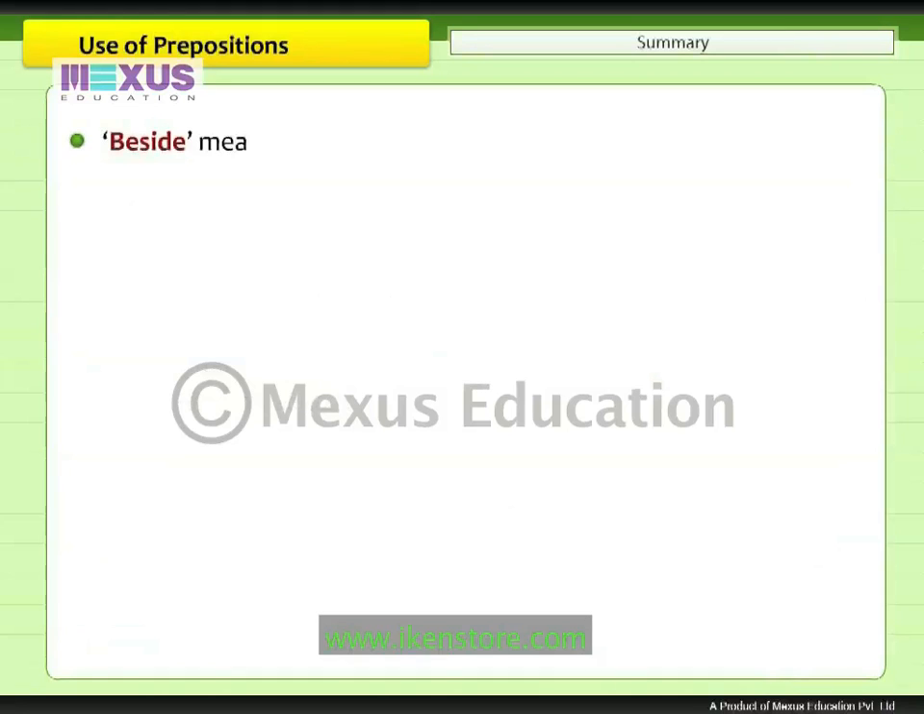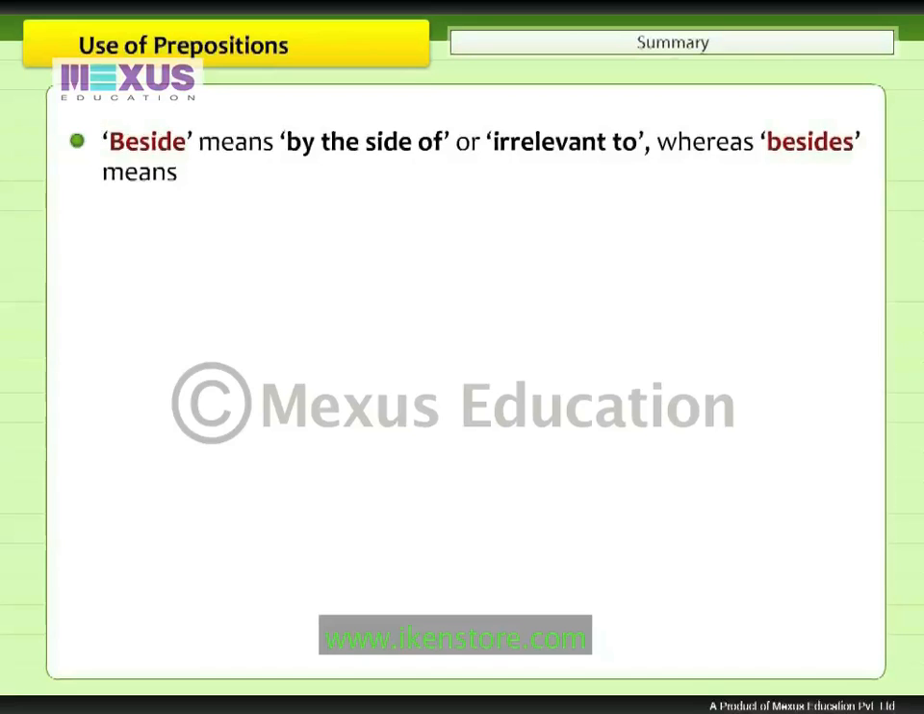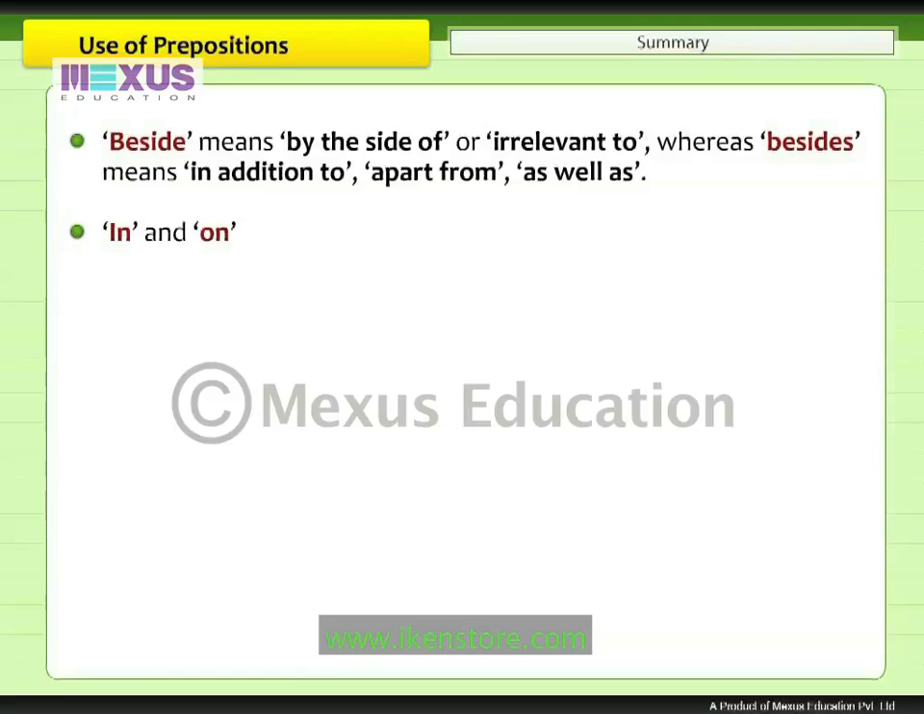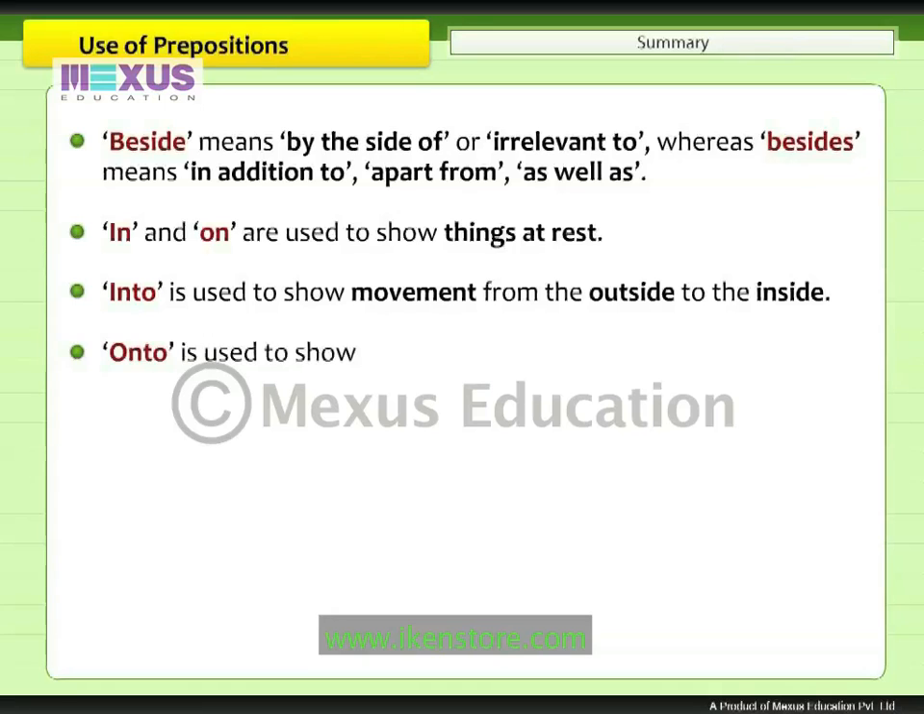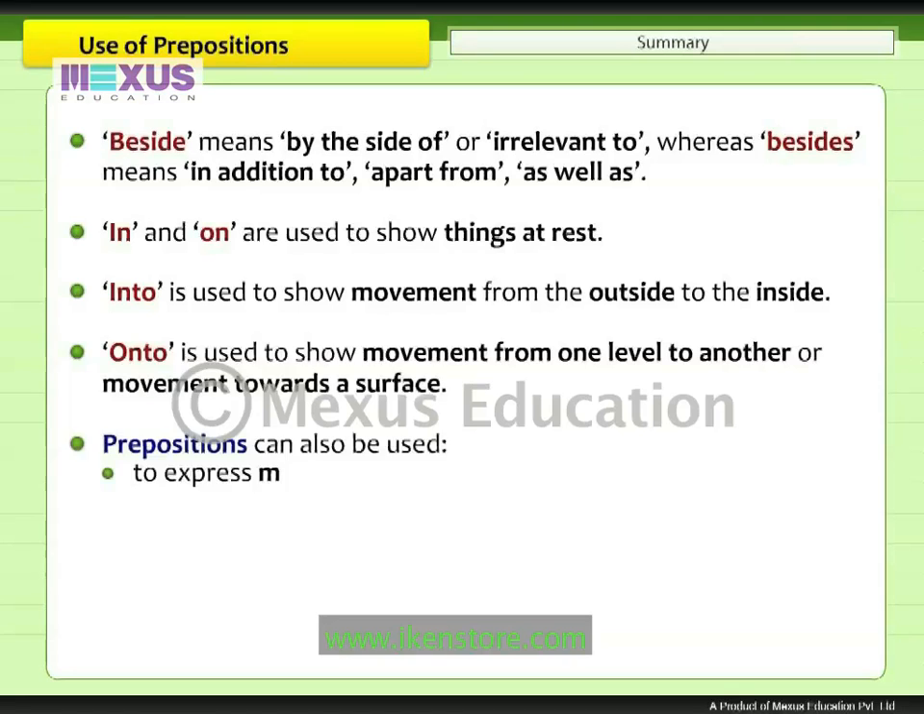Beside means by the side of or irrelevant to, whereas besides means in addition to, apart from, as well as. In and on are used to show things at rest. Into is used to show movement from the outside to the inside. Onto is used to show movement from one level to another or movement towards a surface.